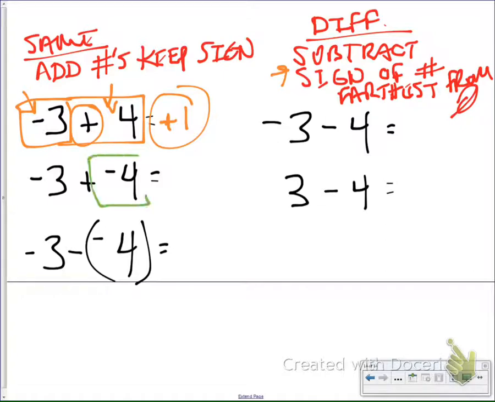Now I have a -4 plus a -3. My signs are the same, so I'm following this rule here, and that's adding the numbers and keeping the sign. So I'm going to add my numbers. 4 plus 3 is 7, and since they were both negative, this is going to be a -7, and there's my answer.